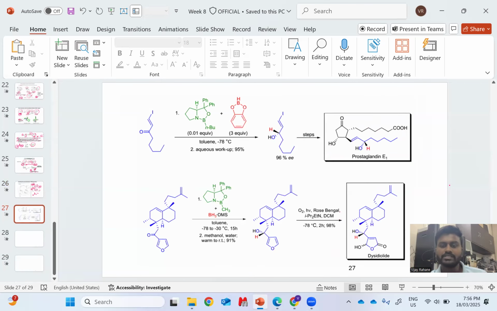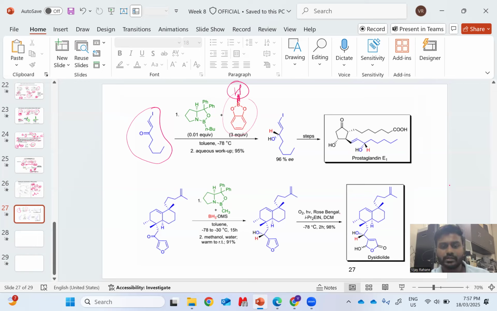If you look at some of the examples, this is one of the ketones, let's say an alpha unsaturated ketone, and this reacts with the CBS catalyst and BH3. In this case they have not used BH3, they have used this borane as the hydride source, in toluene at minus 17 degrees Celsius, and it gives 96% enantiomeric excess, which means it selectively gives about 98% of one enantiomer, right?